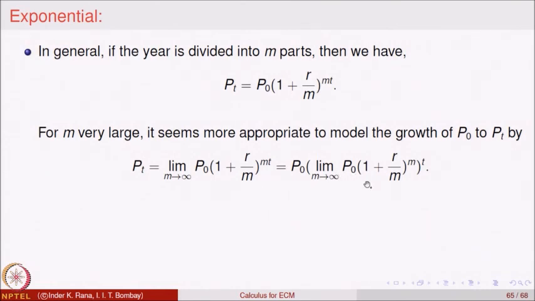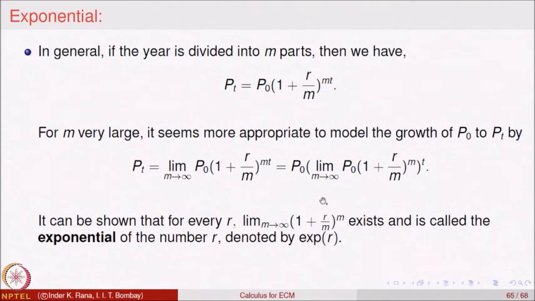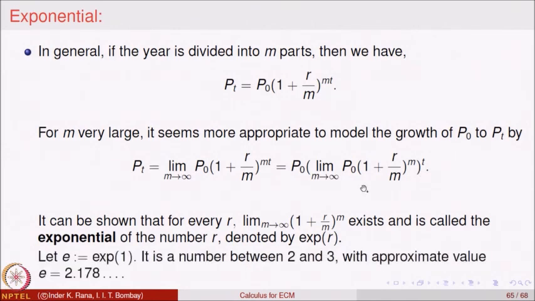And by our earlier formula, (1 plus 1 by m) raised to power m limit, if this is justified, if this limit can be taken inside, this becomes P0 times e raised to power rt. So, it says if the interest rate is given continuously, then the formula should be this, and we have to compute this limit. Okay. So, the limit of this exists and is called the exponential.